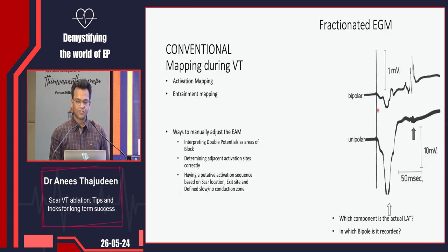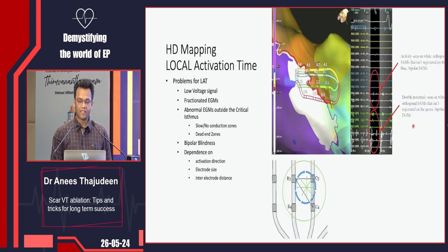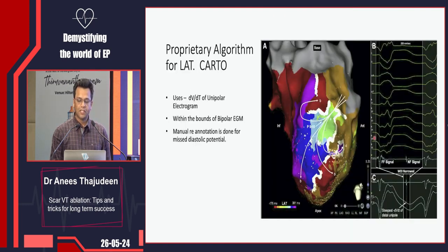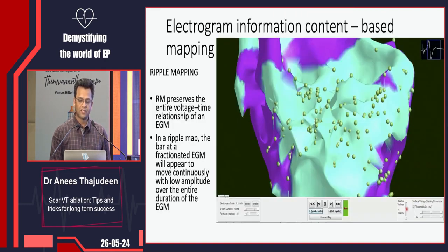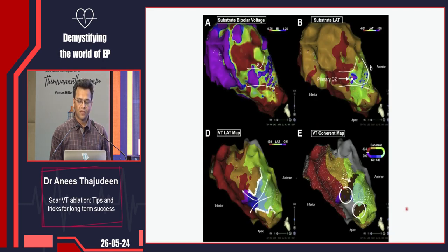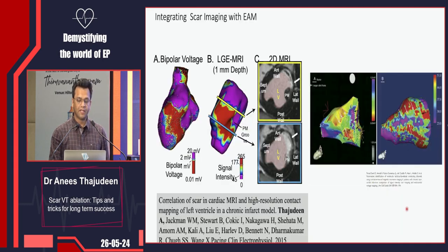There are a lot of things to remember about the limitations of unipolar and bipolar mapping in fractionation. So this is another new technology, the omnipolar mapping in the HD grid, which will identify orthogonal signals much better than the usual. CARTO has a proprietary algorithm to look at the signal in bipolar and unipolar and then tag the activity, which gives us more confidence. So there are new advancements in these various mapping systems which will help make it better.